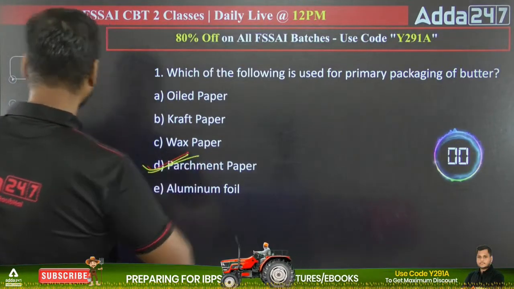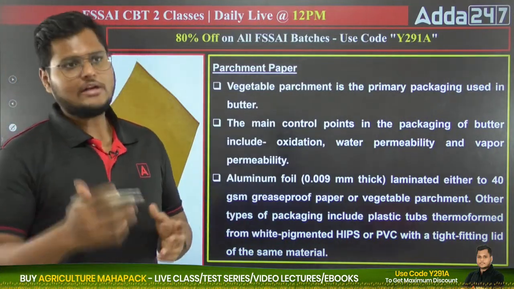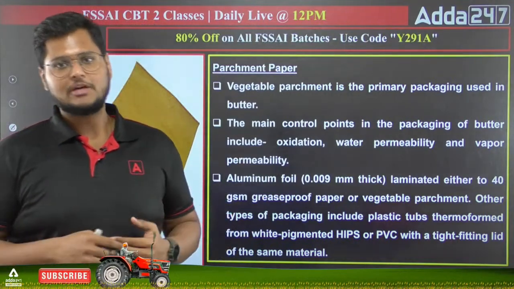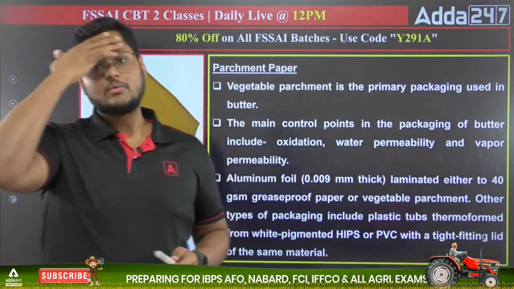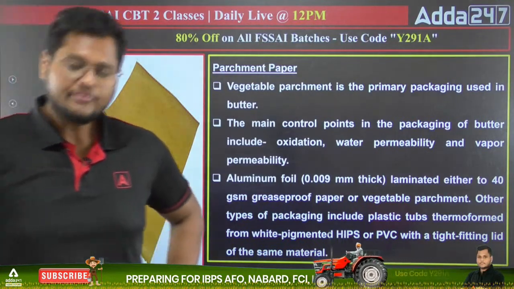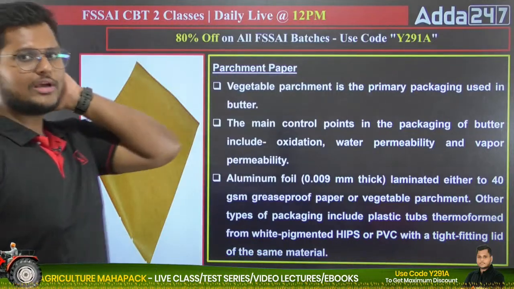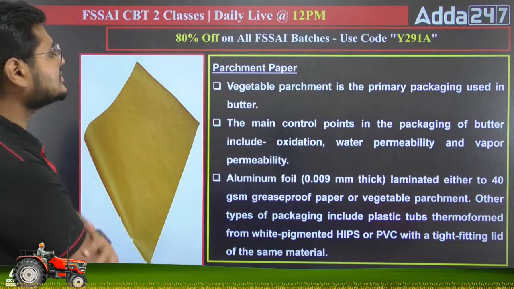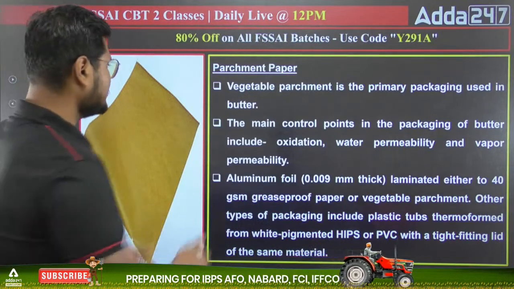You might have heard about parchment paper that is generally used to package butter. Even the Amul butter that you get, or any kind of butter of any brand, is generally packed in parchment paper. Parchment paper does not absorb the oil, which does not lead to loss of butter quantity. It is also available in the market. Generally, if you go for different baking purposes, parchment paper is available. Vegetable parchment is the primary packaging used in butter.